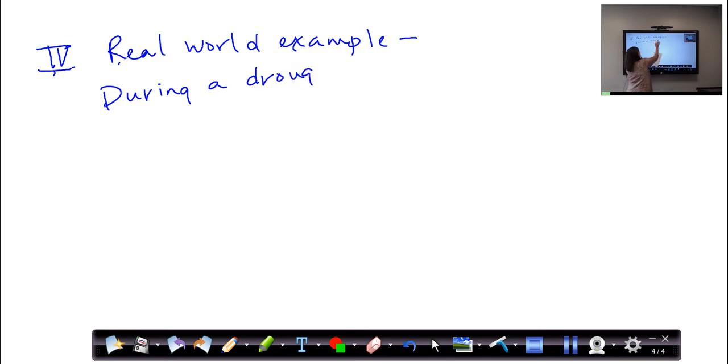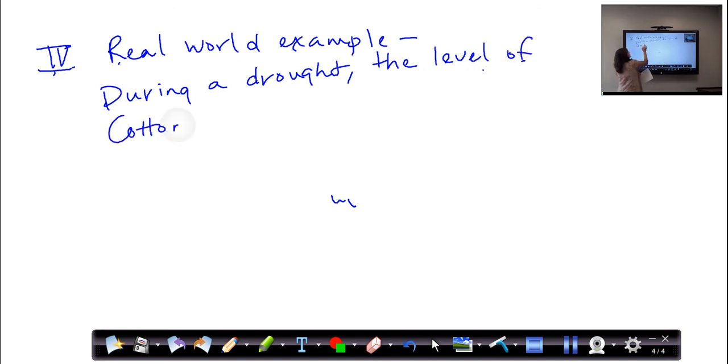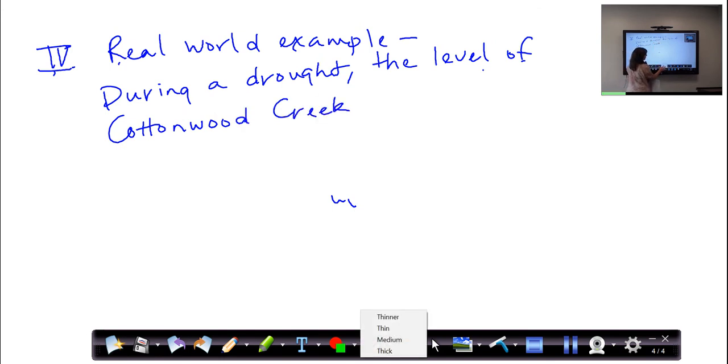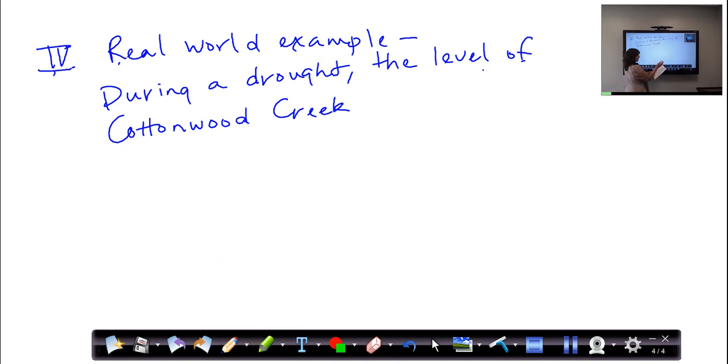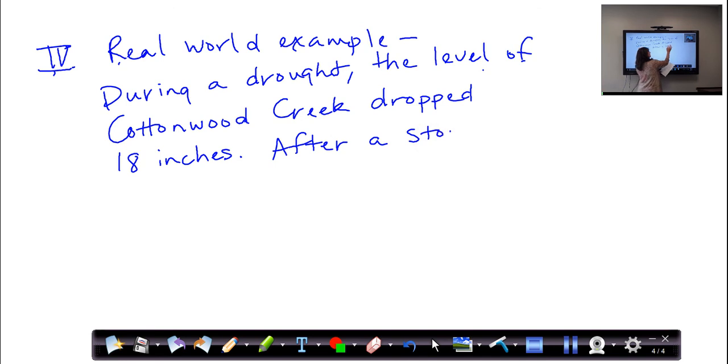So during a drought, the level of Cottonwood Creek, here in West Virginia, dropped 18 inches. After a storm it rose 2 inches.